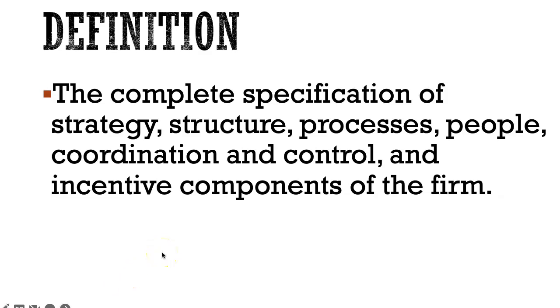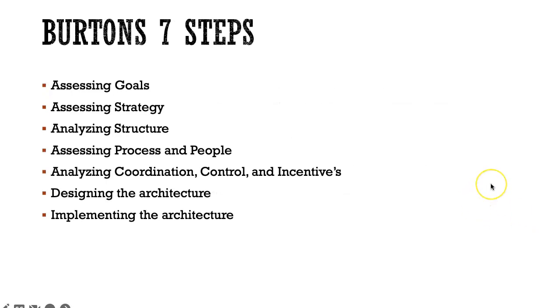First, we'll start with the definition, which is the complete specification of strategy, structure, processes, people, coordination and control, and the incentive components of the firm. Right here, we'll show Burton's 7 steps in order. It goes: assessing goals, assessing strategy, analyzing structure, assessing process and people, analyzing coordination, control, and incentives, designing the architecture, implementing the architecture.